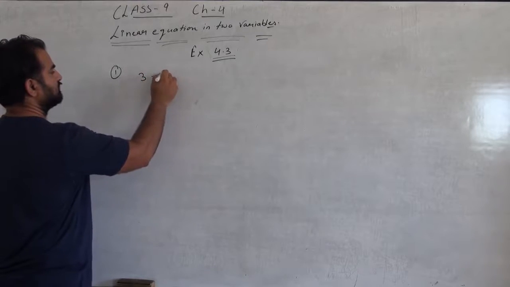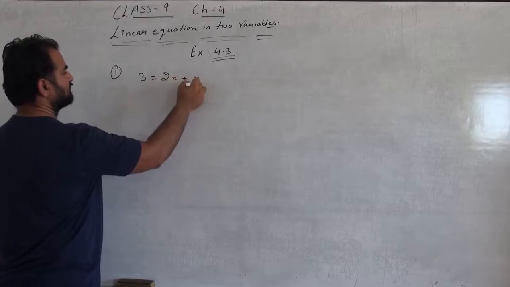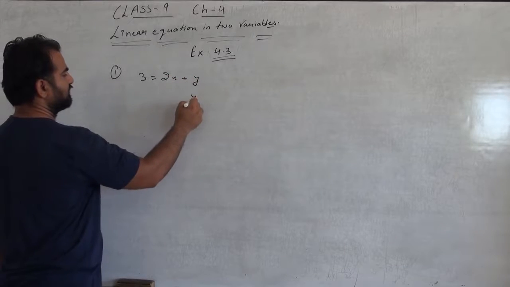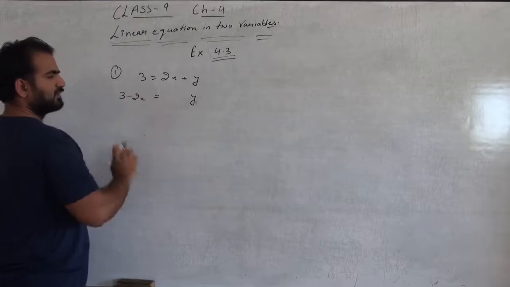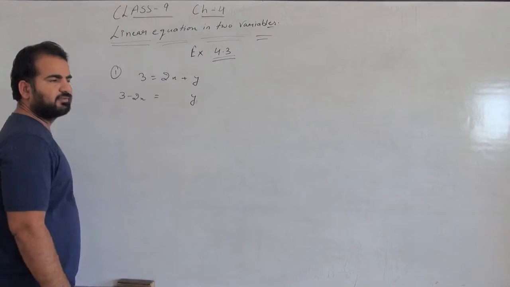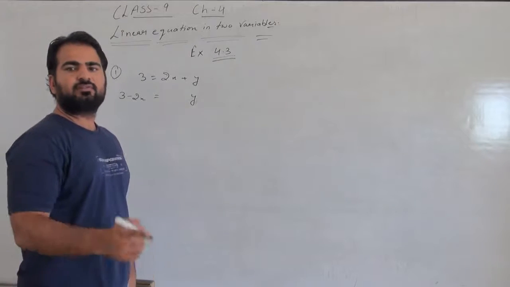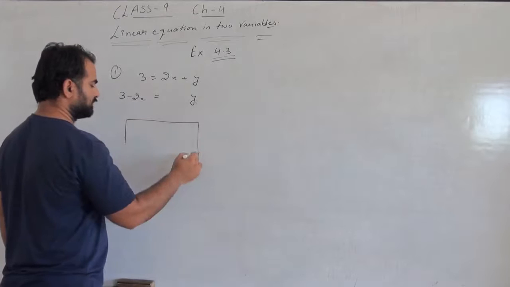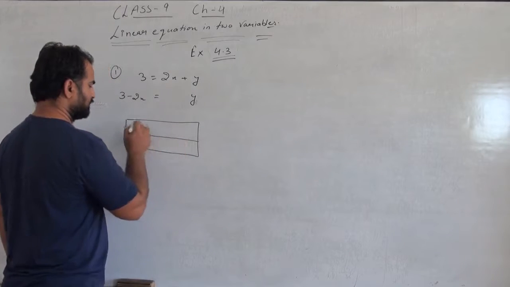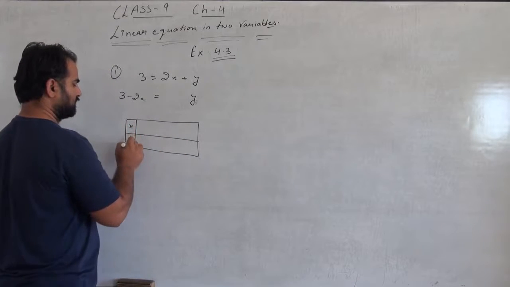3 equals to 2x plus y. Or we can say that y equals to 3 minus 2x. So what we have to do is, if we have to make a graph, we have to find 4 solutions. So x and y.